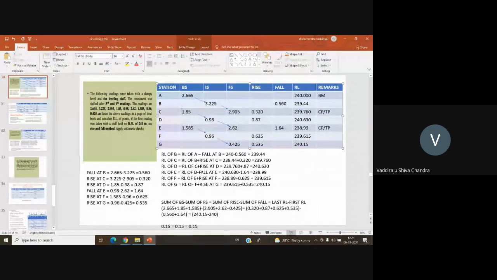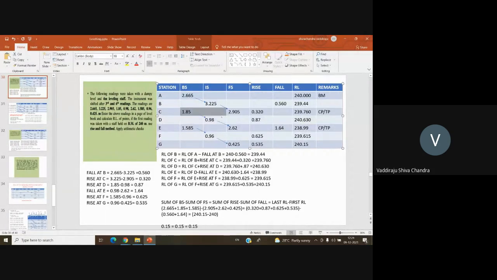So again now, these two become the consecutive, successive readings. So 1.85, the rise at D is equal to 1.85 minus 0.98, 0.87 is the value I'm copying in the rise column. Then again, these two are the successive readings, 0.98 and 2.62, intermediate side and fourth side. So the difference is again 1.64. The staff reading is increasing, so it indicates the ground is decreasing. So 1.64, I'm copying it in the fall column.